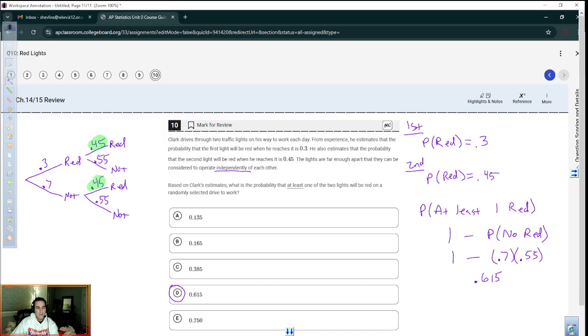Okay, so you could do the tree, and then they asked you to figure out that probably at least one of the lights is red. So if you were doing at least one and you didn't want to do opposites, you would do this branch, this branch, this branch. Add up all three of those, and you would have 0.615. We did the not branch and did one minus that opposite. So hopefully that's good, you guys.